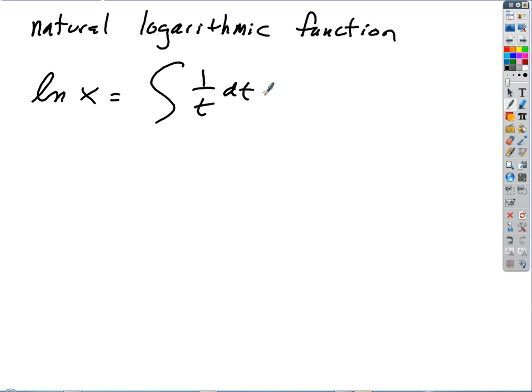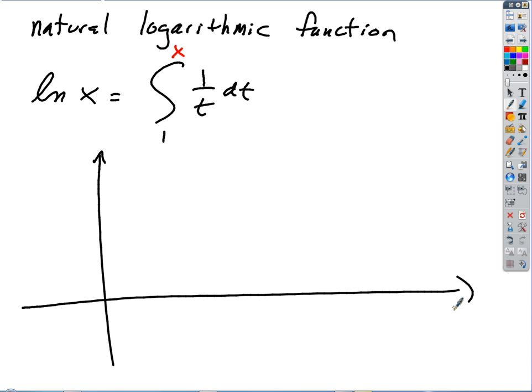From 1 up to x. Okay? So this looks like the functions that we drew and the areas we talked about when we were talking about the second fundamental theorem of calculus. Remember, with this stuff, if I look at the curve 1 over t, it looks like that, right?